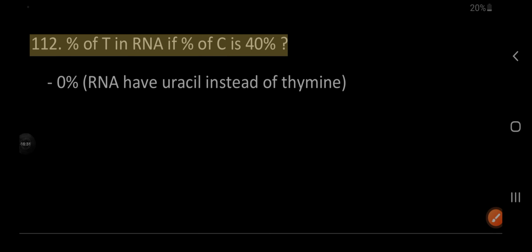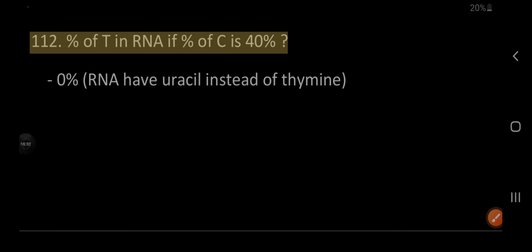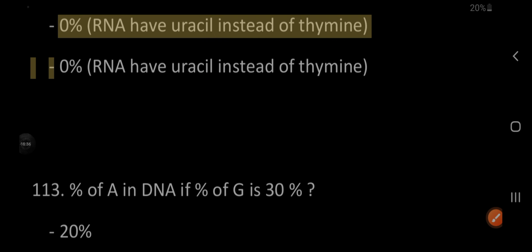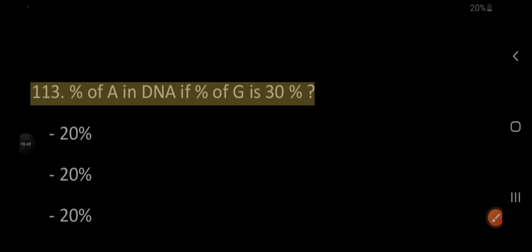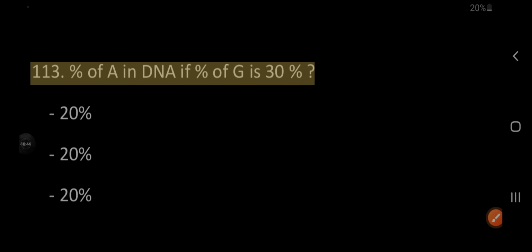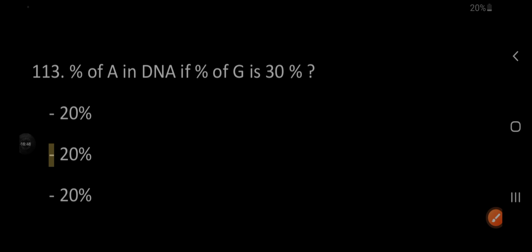0%. RNA have uracil instead of thymine. 113. Percent of A in DNA if percent of G is 30%. 20%.